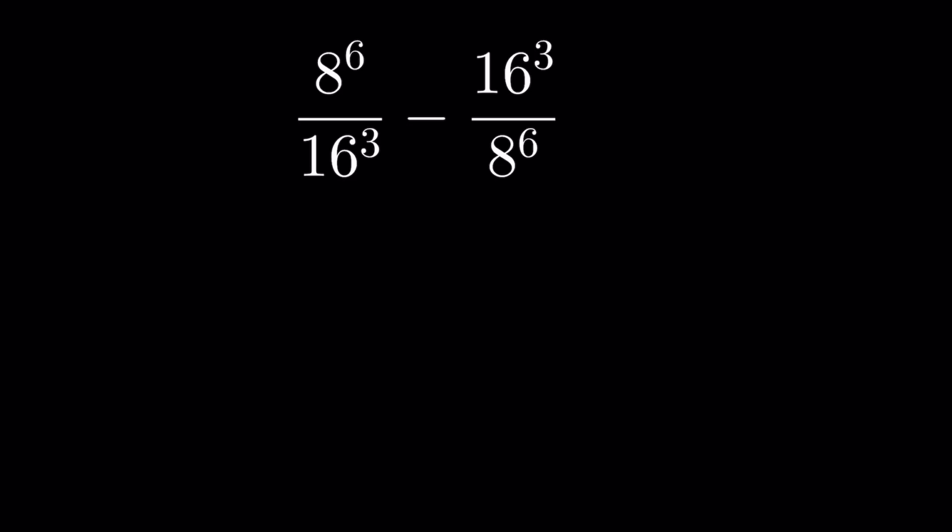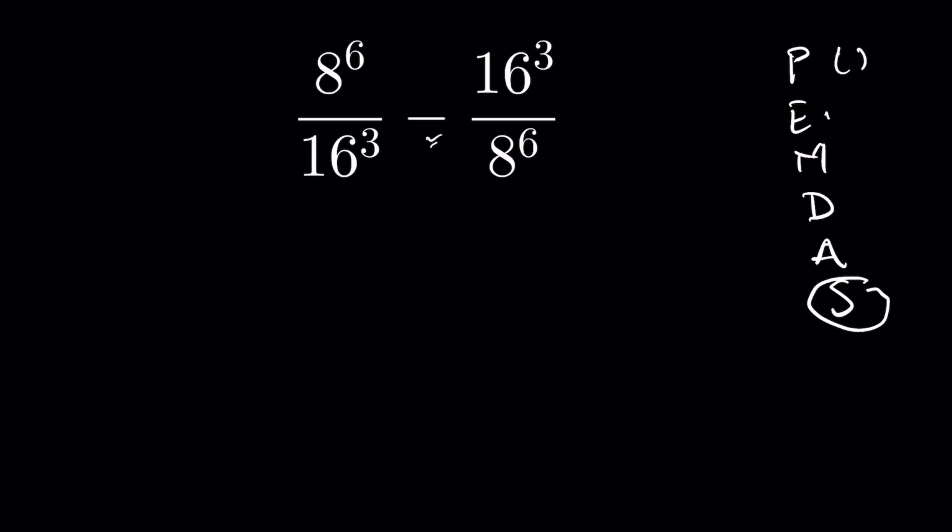8 to the power 6 upon 16 to the power 3 minus 16 to the power 3 upon 8 to the power 6. How do we solve it? So remember that if you follow PEMDAS, the order of operation, first we solve parenthesis, then exponent, then comes multiplication, division, addition, subtraction. So this subtraction, this is at the end.